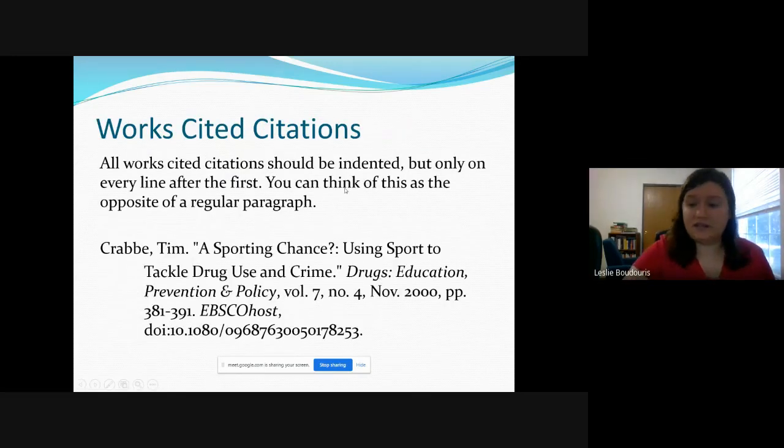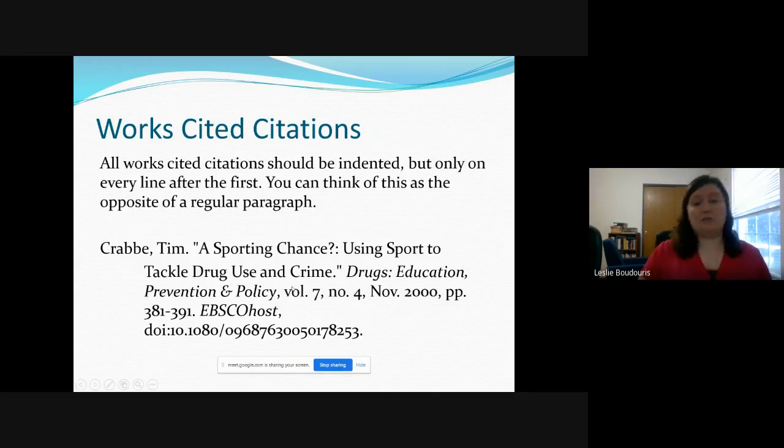Works cited citations, all of them should have a hanging indent, and what this means is that you're going to have the first line not indented, but you should indent every line after this. So I like to think about this as the opposite of a regular paragraph. If you're writing a paragraph on Microsoft Word or Google Docs, you would have the first line indented, but everything else not. And so if you think about a paragraph, this is the opposite of that. So you have the first line not, and every single line indented after that.